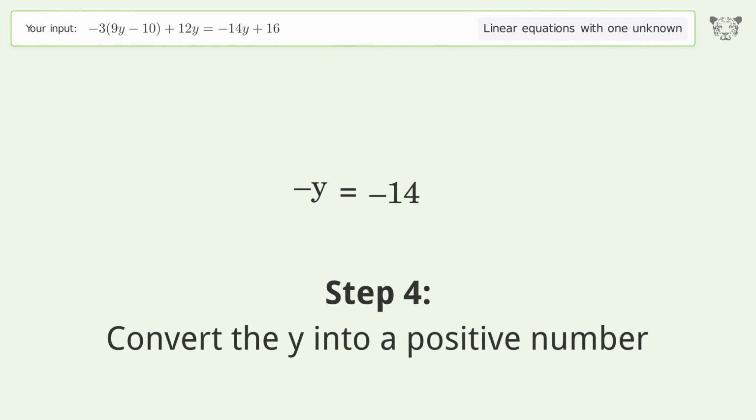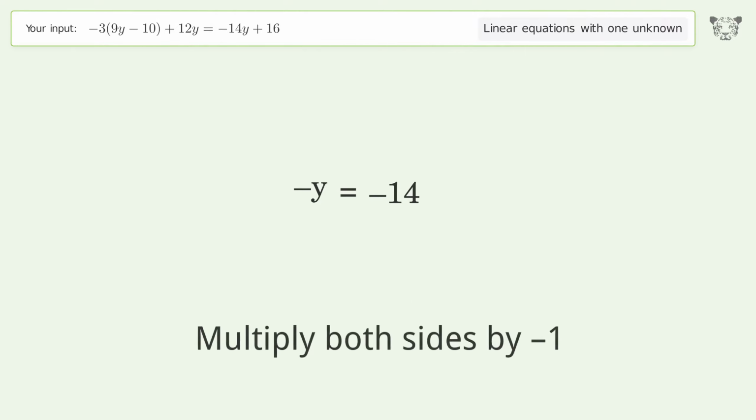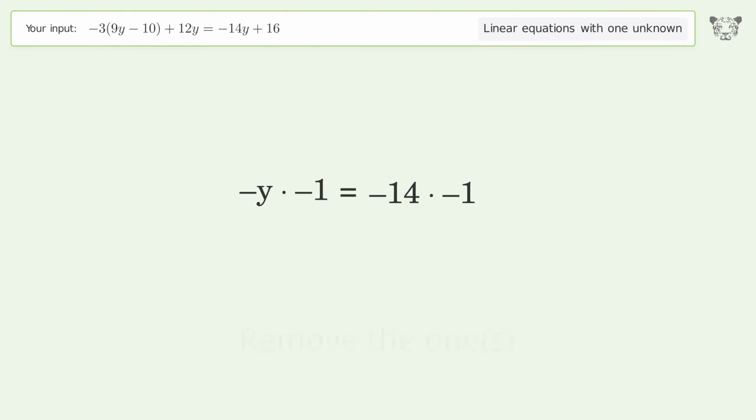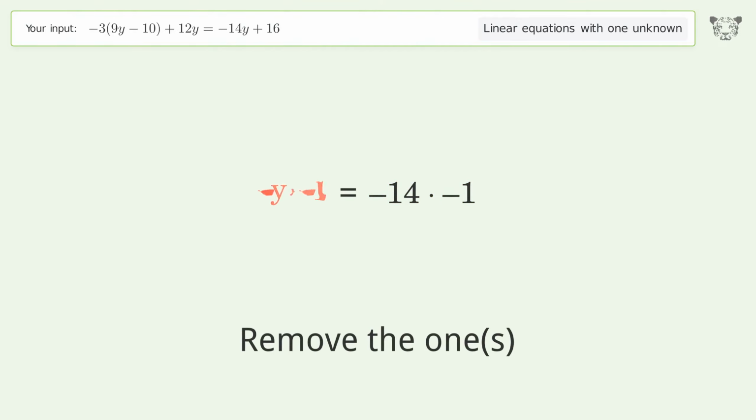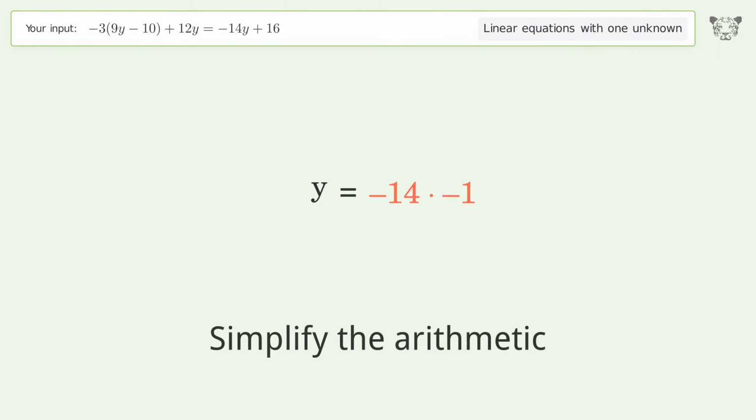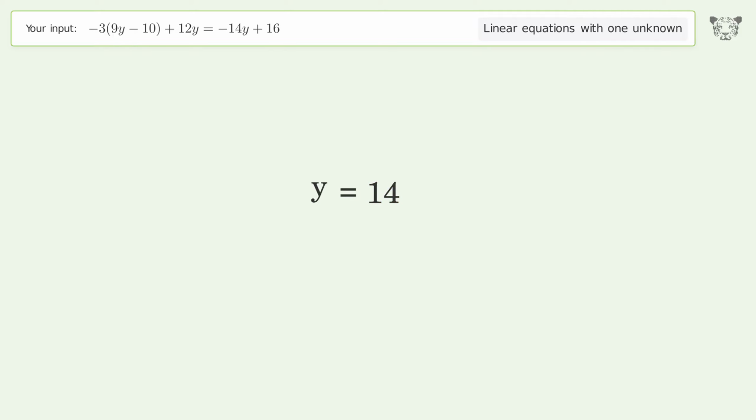Convert the y into a positive number. Multiply both sides by -1. Remove the ones. Simplify the arithmetic. And so the final result is y equals 14.